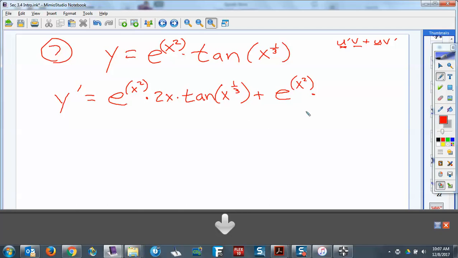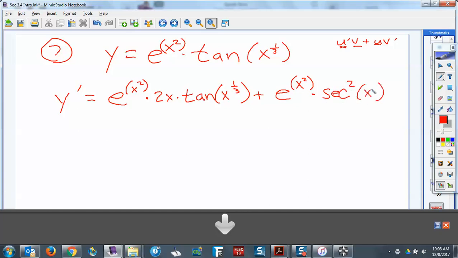Okay, so those 4 trig ones, they were in the book, and now they're on here, so you just got to memorize it. And then today we're going to learn those last 3. All right, so what's the derivative of tangent? Secant squared.